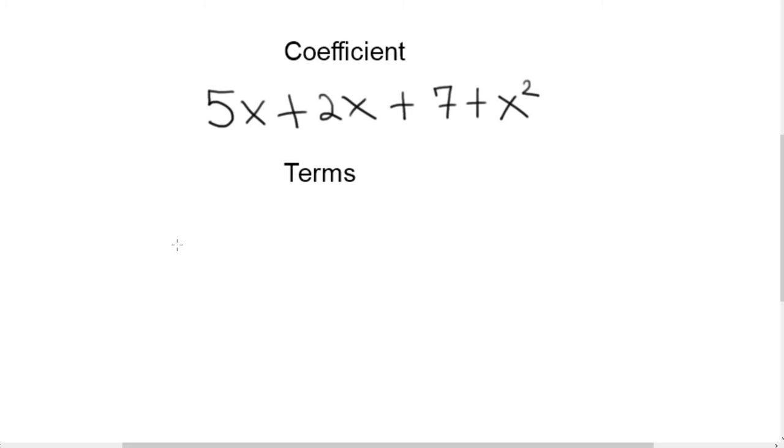If we remember, an expression is just a group of terms that doesn't contain an equal sign. It may contain variables, whole numbers, but it doesn't contain an equal sign. In this expression, we have coefficients and terms. Each one of these is a term. So the terms of this expression are 5x, 2x, 7, and x squared.